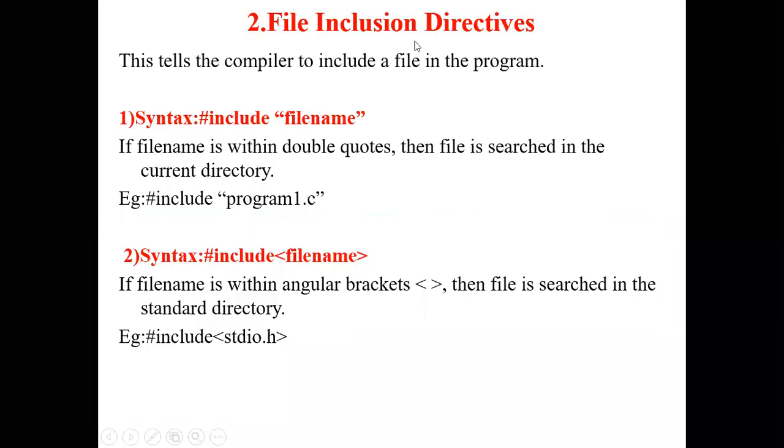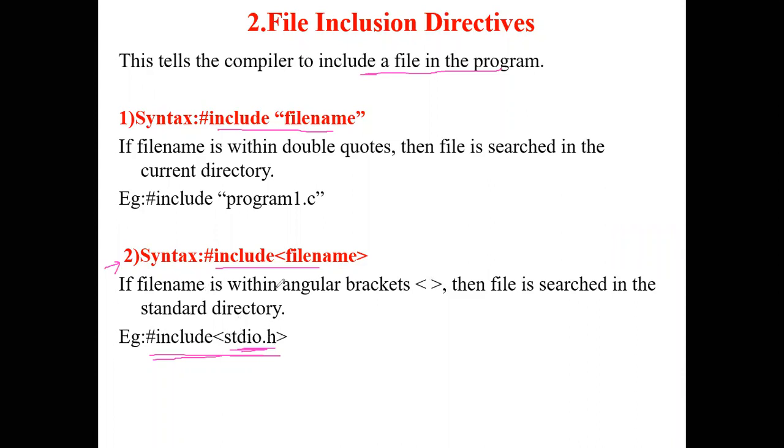Moving on to the next one, file inclusion directives. This we have already studied. It tells the compiler to include a file in a program. There are two ways to write it. First I'll tell you the second syntax, which we have already studied. If I want to include the header file stdio.h, what I'll write in the program is hash include, and within angular brackets I'll write stdio.h, correct?